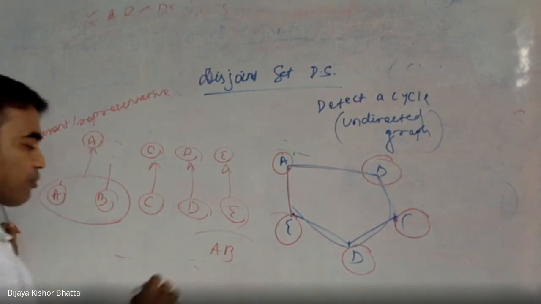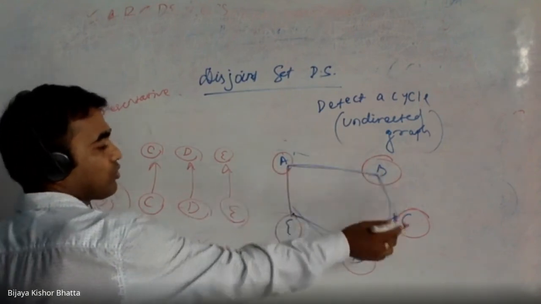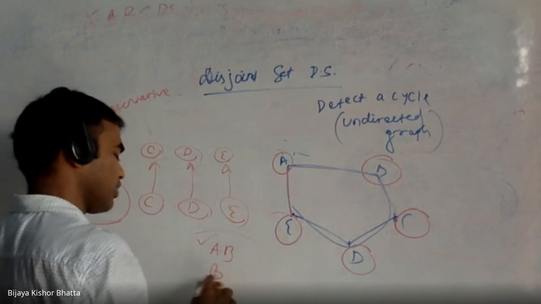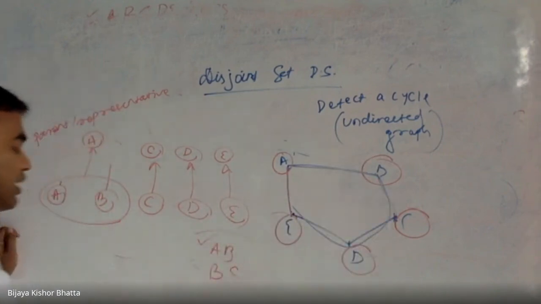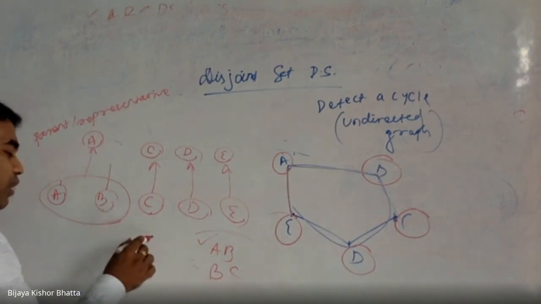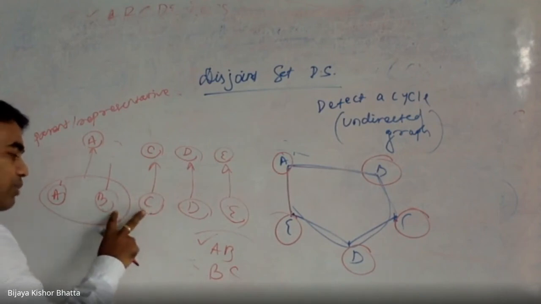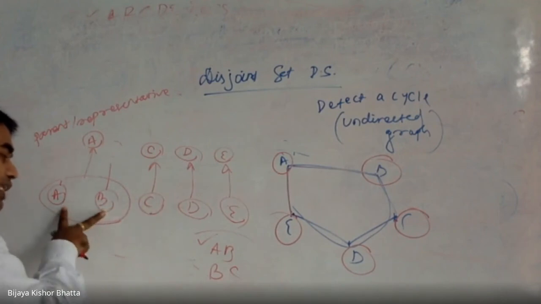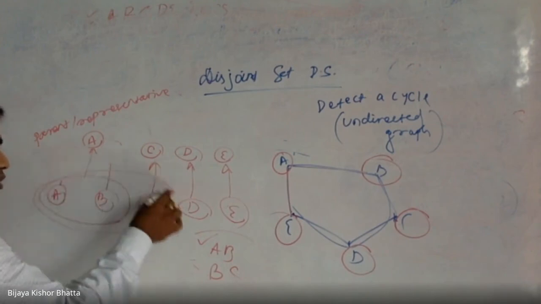After this is A B, suppose I am going for B C. I am going in any order, you can pick any order. Suppose B C: B is here and C is here. Then I will create one more component by considering B C. But whenever I am considering B C, A B are already in one component. So these three will be clearing one component.